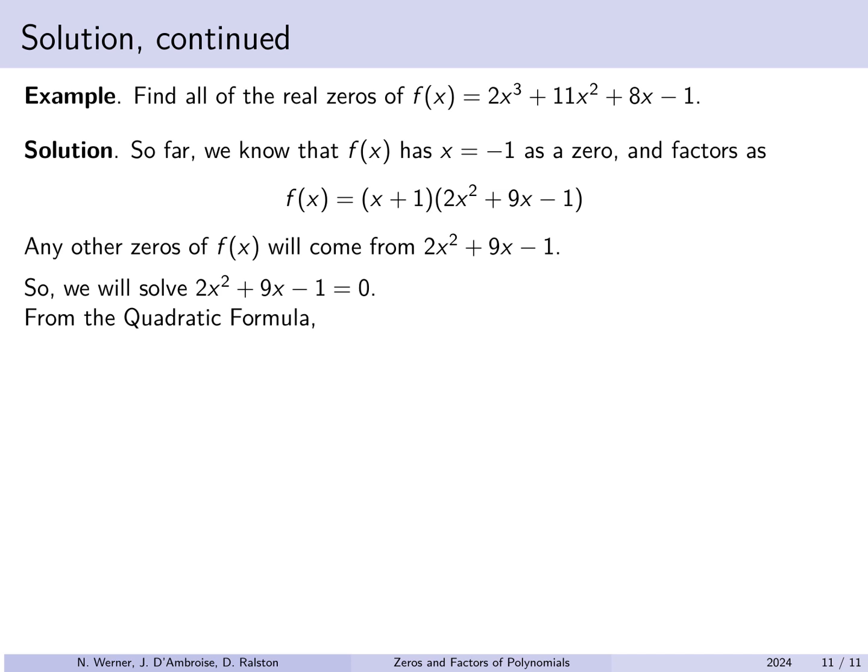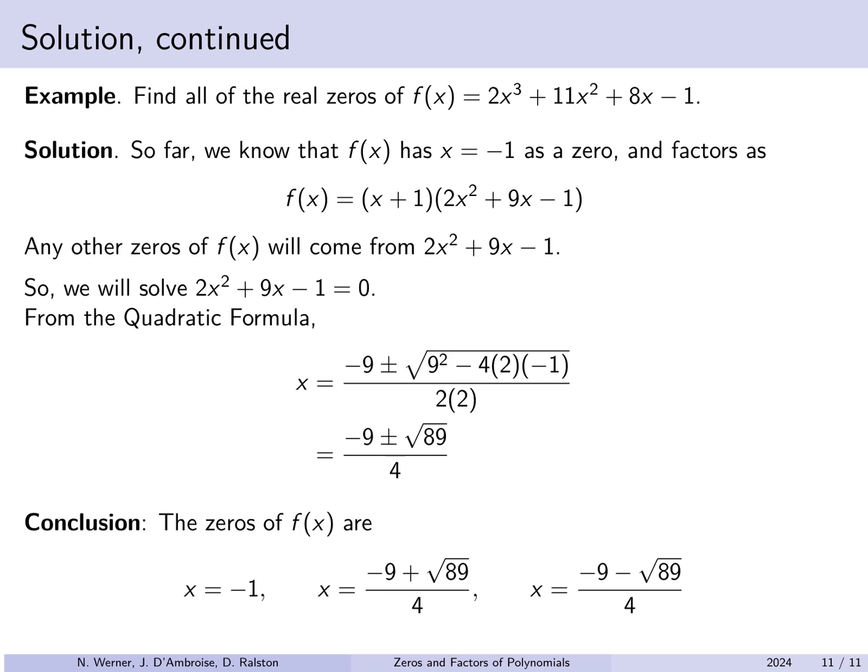Well, the good news is that this is a degree 2 polynomial, and you can always find roots of these from the quadratic formula. So throwing the quadratic formula at this resulting degree 2 polynomial gives us x, possible root, could be negative 9 plus or minus the square root of 9 squared minus 4 times 2 times negative 1 over 2 times 2. This simplifies to negative 9 plus or minus root 89 over 4. So here are 3 zeros of the polynomial. x equals negative 1, x equals negative 9 plus root 89 over 4, and x equals negative 9 minus root 89 over 4.